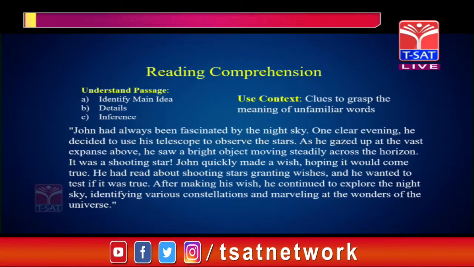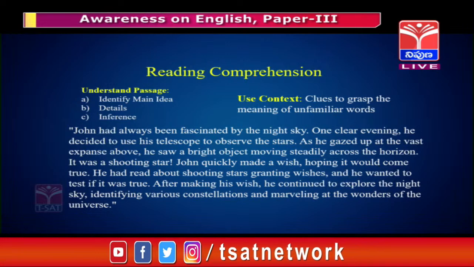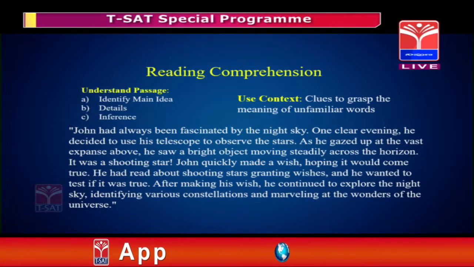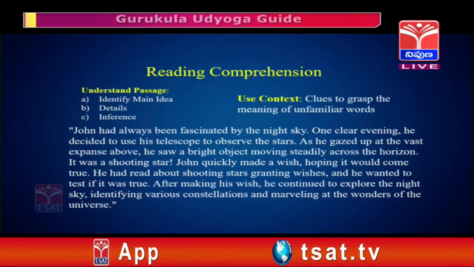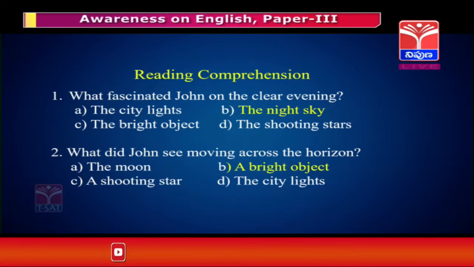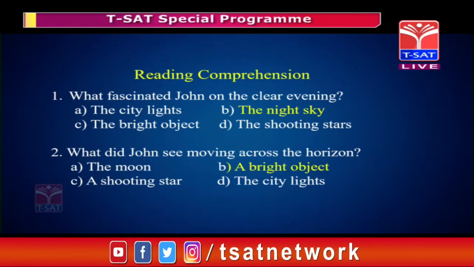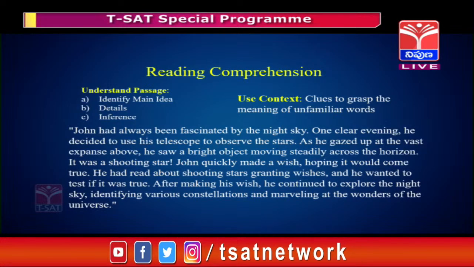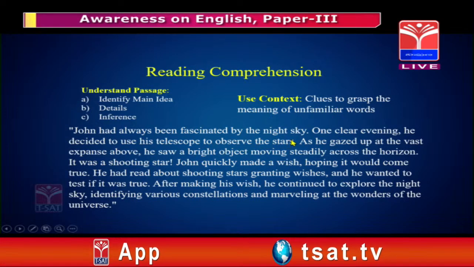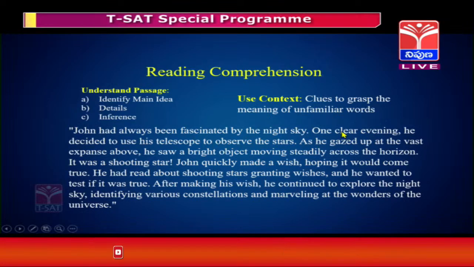If you read this passage, you first need to identify the main idea of this particular paragraph. Once you have done that, go to the questions. The questions will be given in this way: What fascinated John on the clear evening? Here we need to search for where the clear evening is mentioned. If you see here, around the sky, we have the right word.